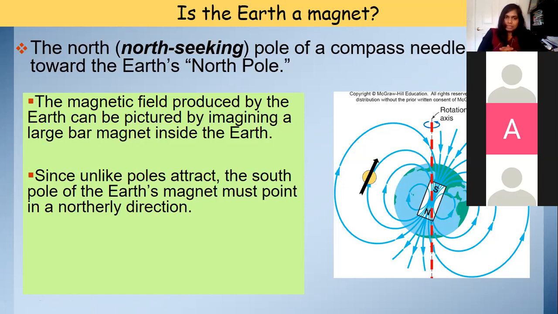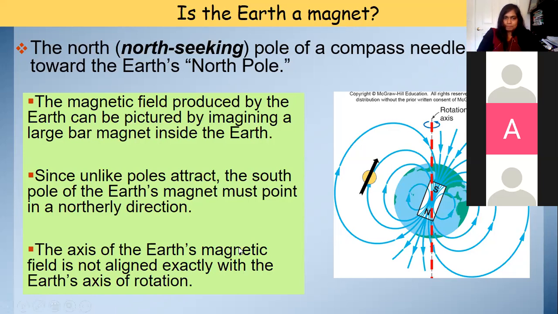Then the south pole of the Earth's magnet must point in a northerly direction. So that's our argument about the Earth's geographical north pole. So basically, the geographical north pole of the Earth is a magnetic south pole.